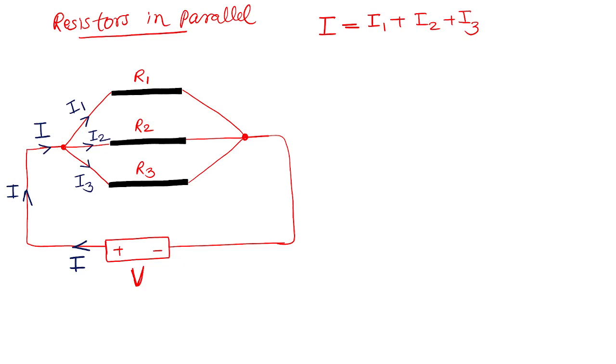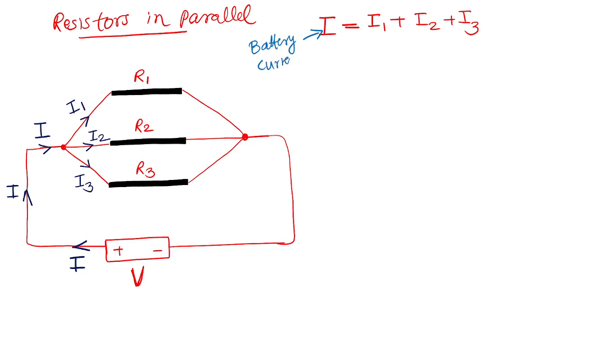Now what is this I actually? I is the battery current. Understood? Let me explain once again. This I is the battery current. Capital letter I is the current originating from the battery.